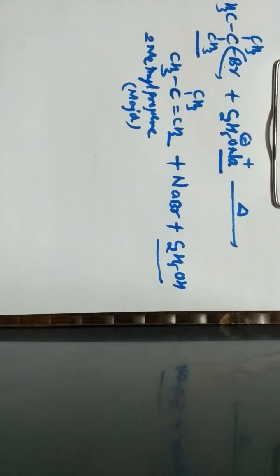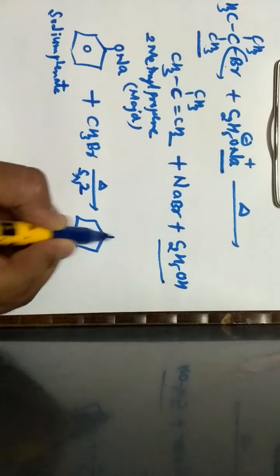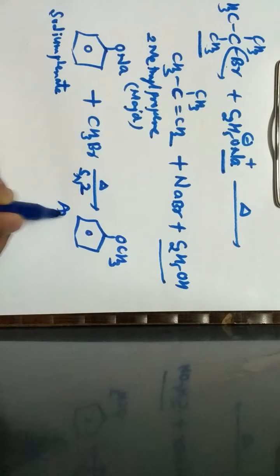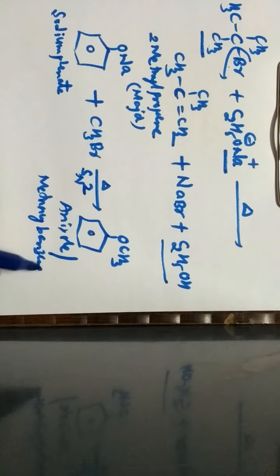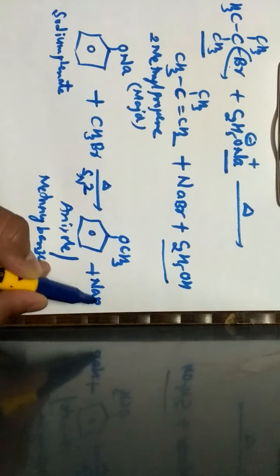In the same way, when I discuss this Williamson's ether synthesis using sodium phenoxide, or you can also call it sodium phenate, when it is made to react with a simple alkyl halide, that is methyl bromide, which follows the SN2 mechanism, it gives OCH3. This is nothing but anisole, or else you can also call this methoxybenzene. Along with this, there is a formation of NaBr.